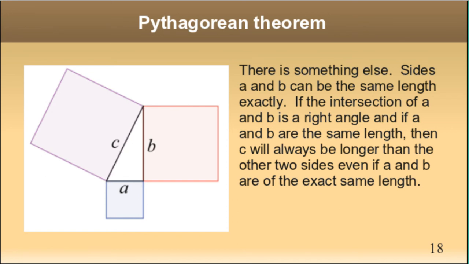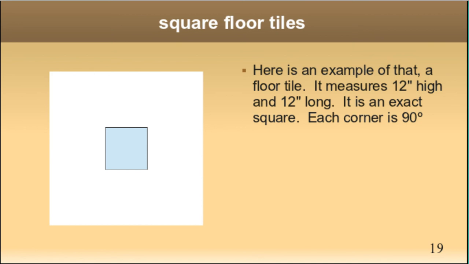There's something else. Sides A and B could be the same length, exactly. If the intersection of A and B is a right angle, and if A and B are the same length, then C will always be longer than the other two sides, even if A and B are of the exact same length. Now here's an example of that.